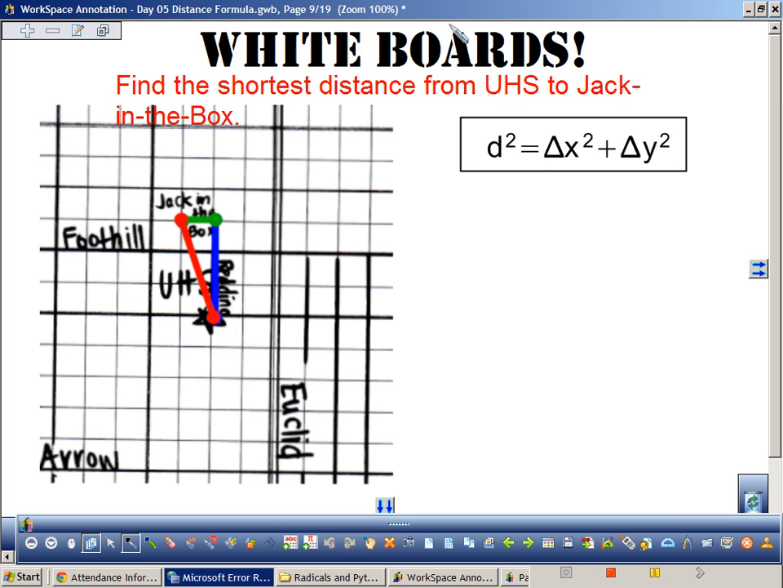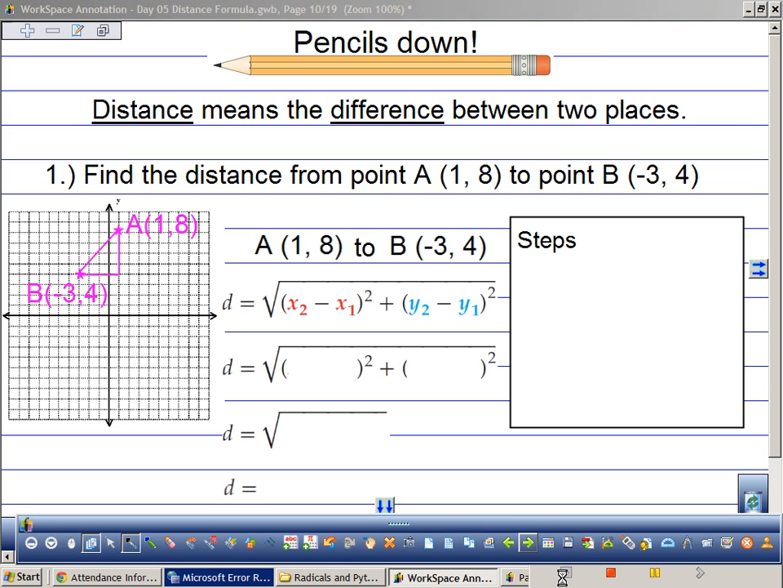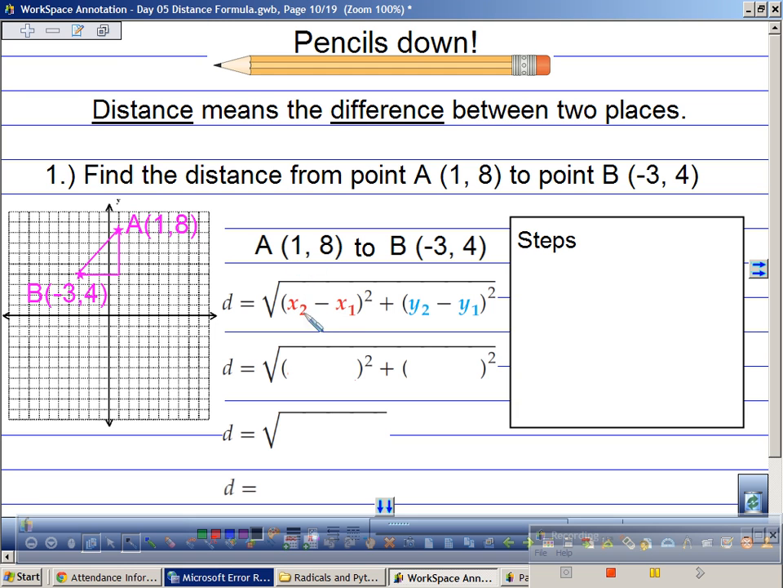Alrighty, let's do this one quickly together. Not on whiteboards, but together. Alright, so what's my change in x? I think instead of doing this one, I'm going to keep going, because I really want to hit this. Okay, so pencils down. So this is the really fun distance formula. This is x2 minus x1 squared plus y sub 2 minus y sub 1 squared.